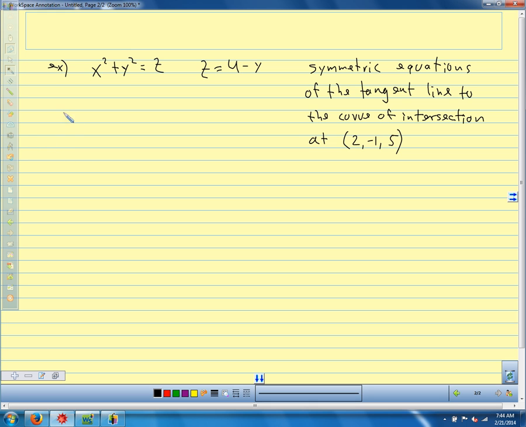So let's say f is x squared plus y squared minus z, and g is 4 minus y minus z. So f equals 0 and g equals 0. We can find the gradient. That gives us normal vectors to each of these surfaces. So we'll find the gradient of each of these. So del f is 2x i plus 2y j minus k, and del g is minus j minus k.